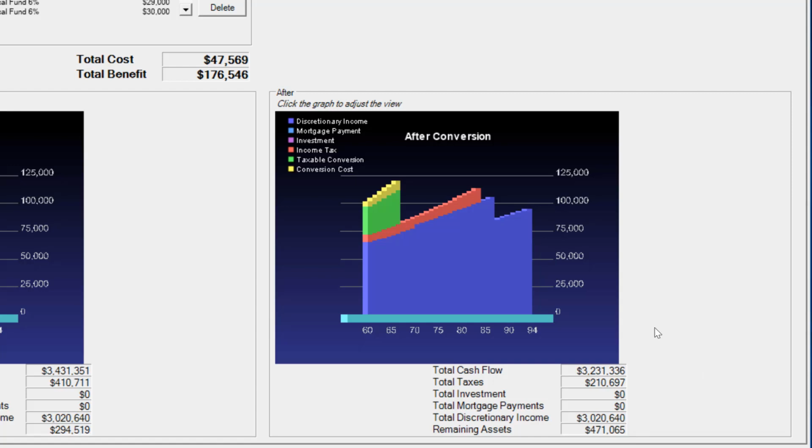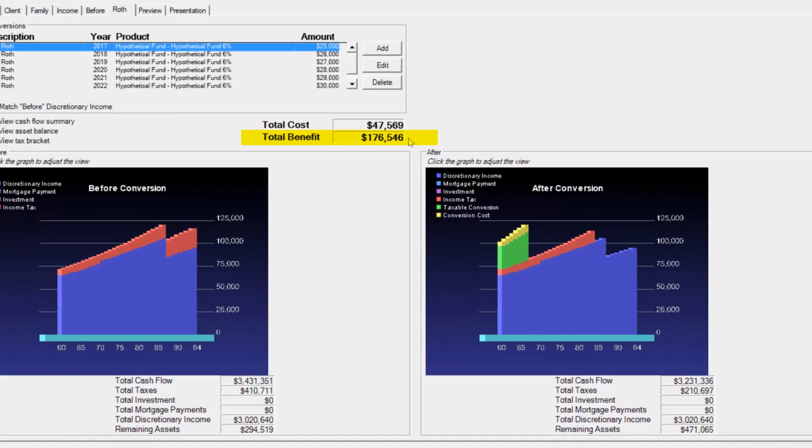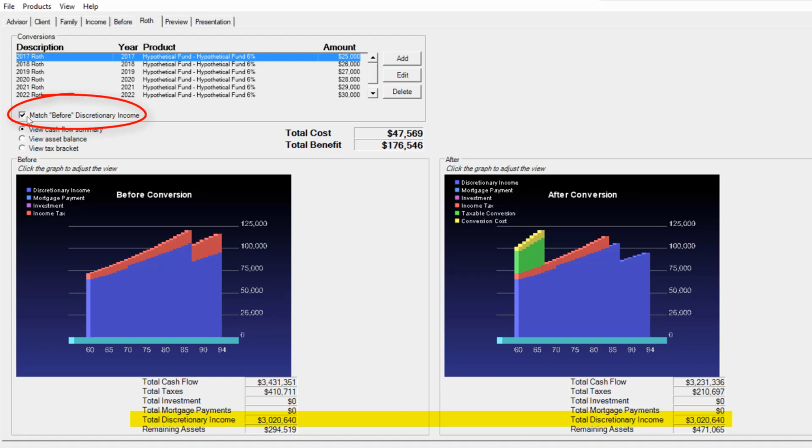So there's about $176,000 of benefit. So going kind of to the bottom line, you see on the middle screen, the total cost for conversion is $47,569. The total benefit is $176,000, which is the difference between the remaining assets before and after. If you look at the total cash flow, you can see that it's roughly the same. They have the same discretionary income. We've clicked this little button right here, match before discretionary income, so that this number on the before would be the same, $3 million on the before and on the after.